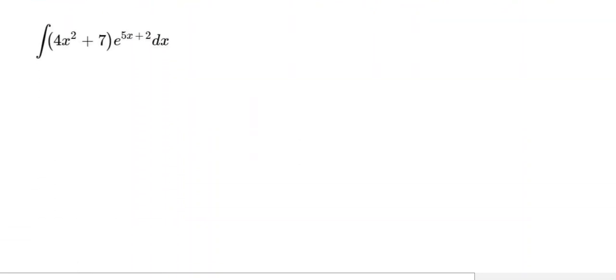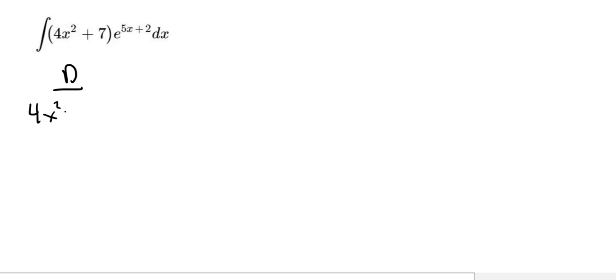Now here's one that looks a little bit more complicated, but if you understand the basic process we just did, it's just the same process over and over again. So D column, and we'll have the algebraic part here, which of course is 4x squared plus 7. And we'll have the I column, which is the e to the 5x plus 2.